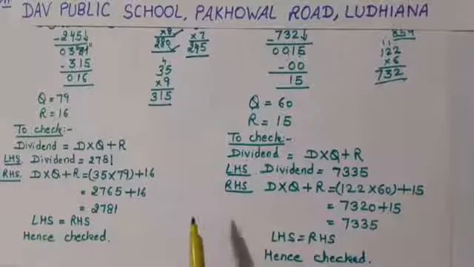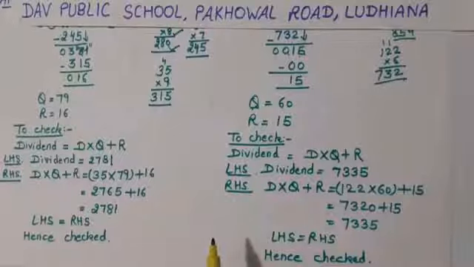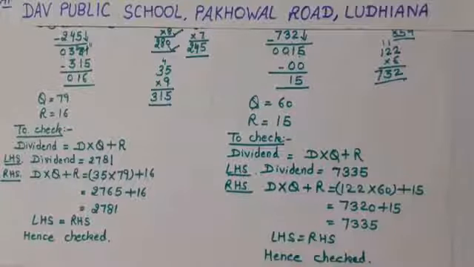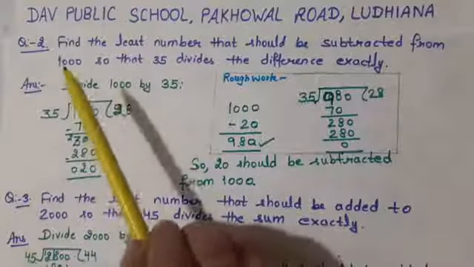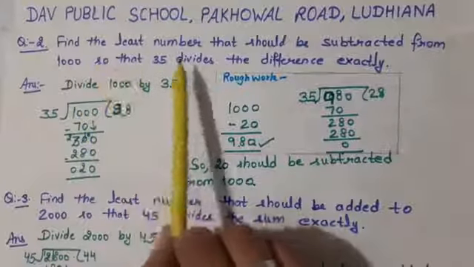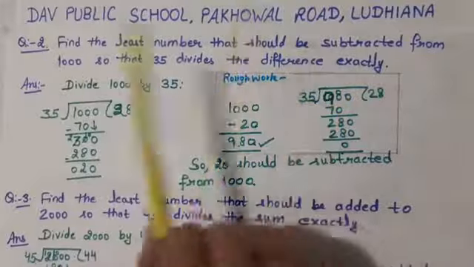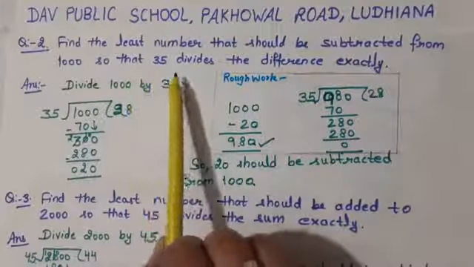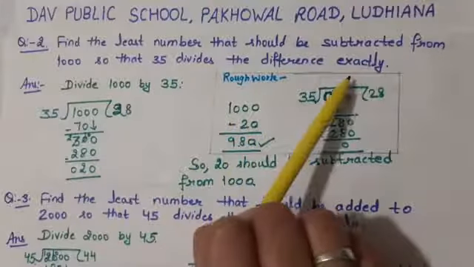Dear students, we have done part A and C of question number 1. Part B and D, you will try yourself. Next is question number 2. Find the least number that should be subtracted from 1000 so that 35 divides the difference exactly.